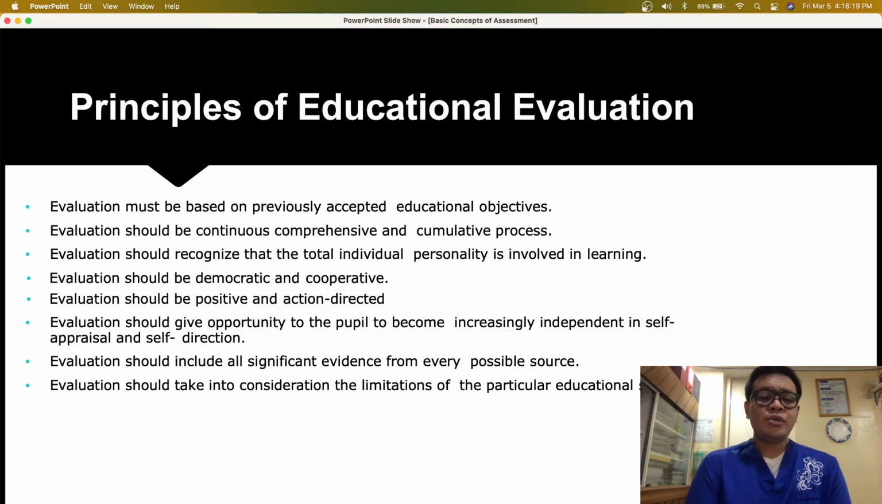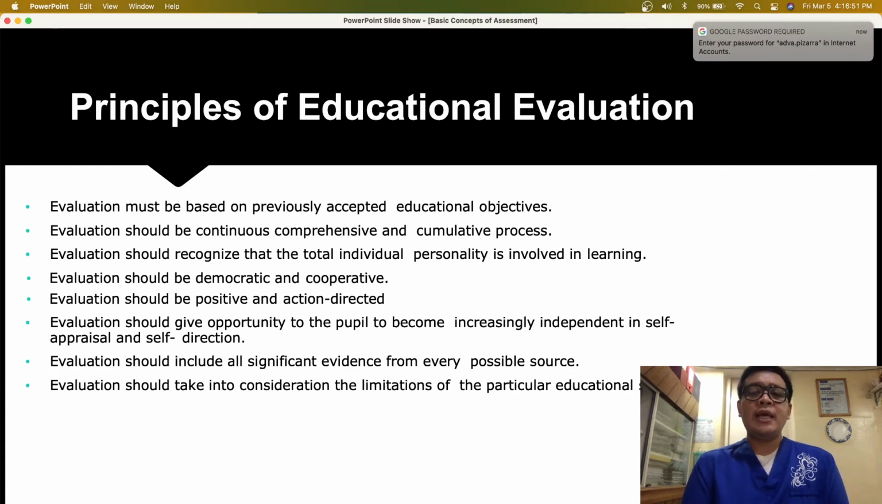Also, evaluation should recognize that the total individual personality is involved in learning. So we have to make sure that the objectives that we are making would tailor-fit the student's involvement in learning. And evaluation should be democratic and cooperative. That means to say that it is not just your own decision that will be taken. However, you have to consider things or ideas coming from different perspectives. Evaluation should be positive and action directed.